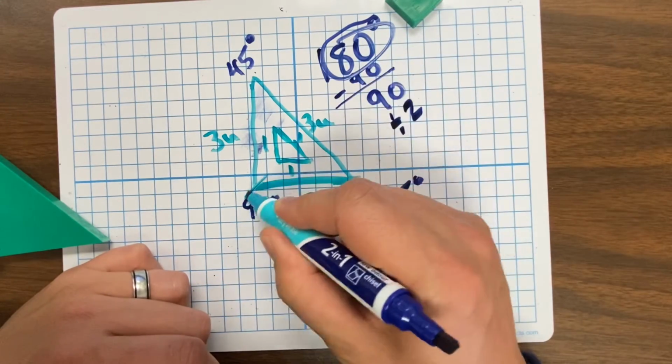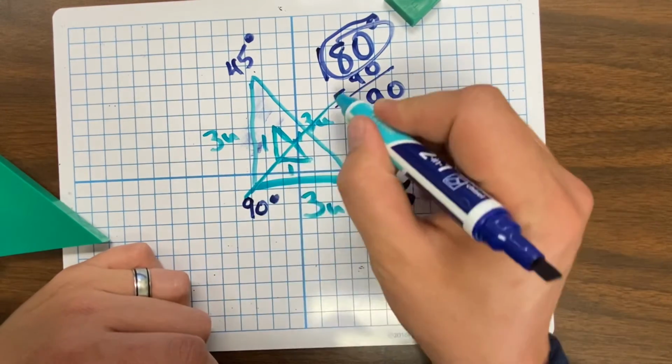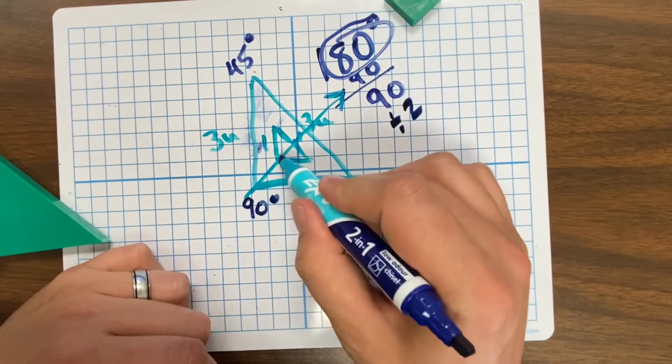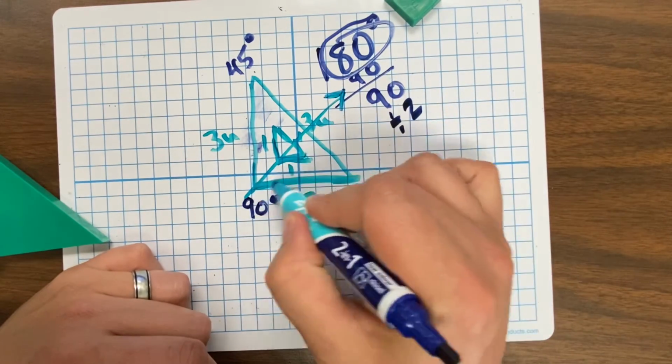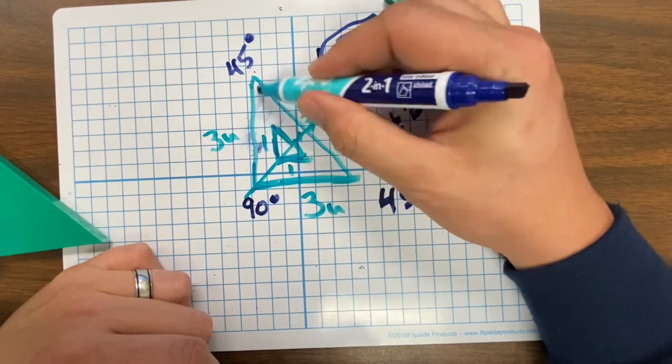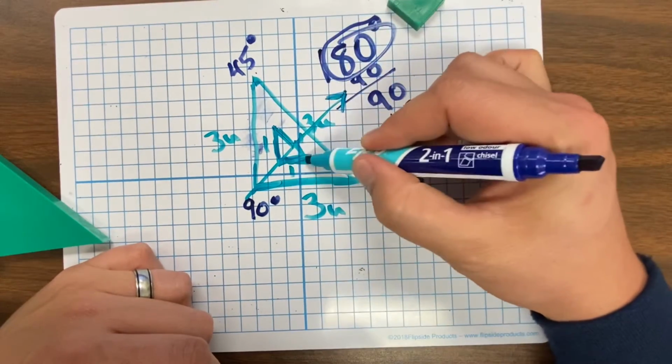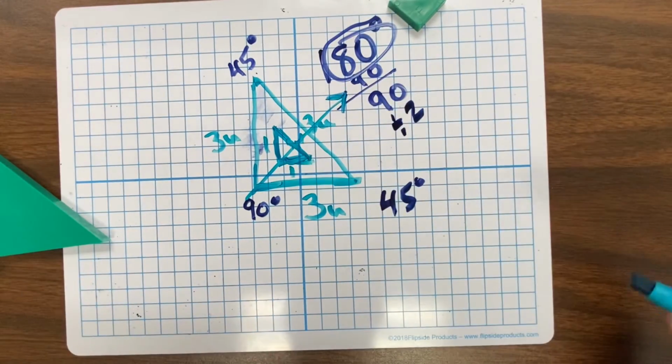But as you can see, if I drew a ray going through it with a center of dilation, this still is 90 degrees, this still is 90 degrees. This still is 45 degrees, and this still is 45 degrees, right?